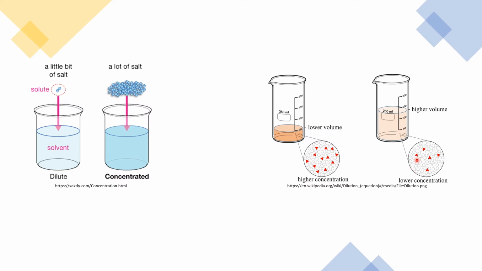Now note when we look at these two particle diagrams, we can see that the red particles are the solute, the things that are being dissolved, and the white particles are the water or whatever solvent is doing the dissolving. So a higher concentration means that there are more of the solute particles in a space surrounded by the solvent. And that space is a particular measured volume.